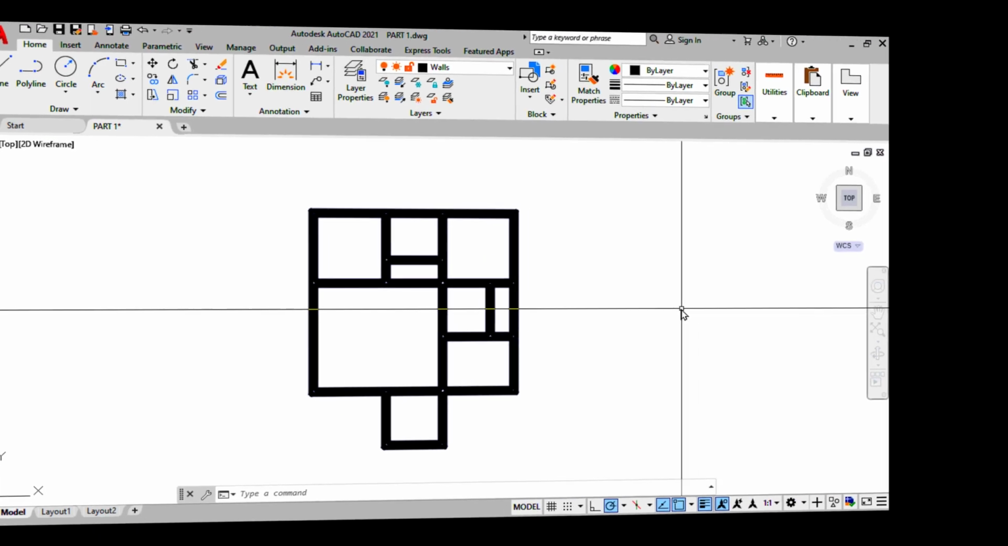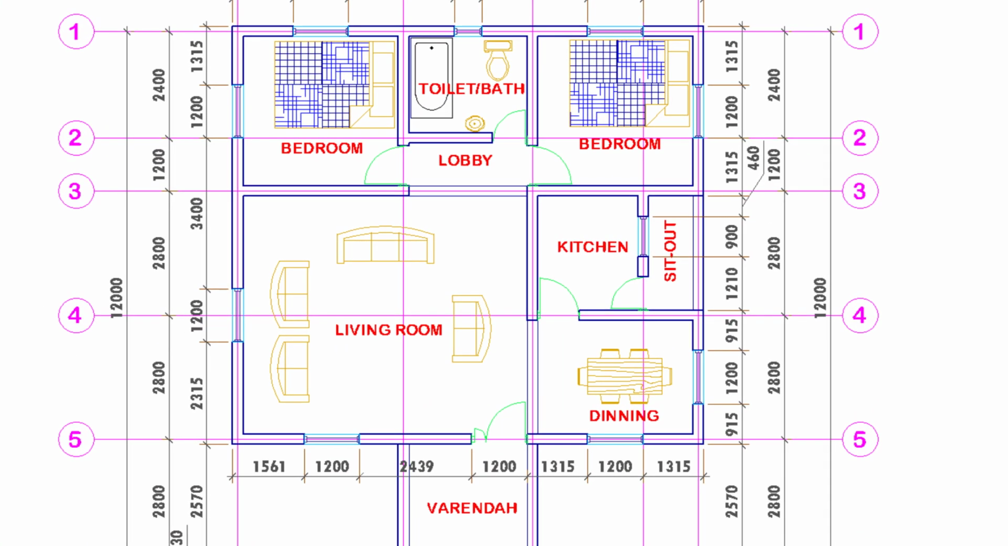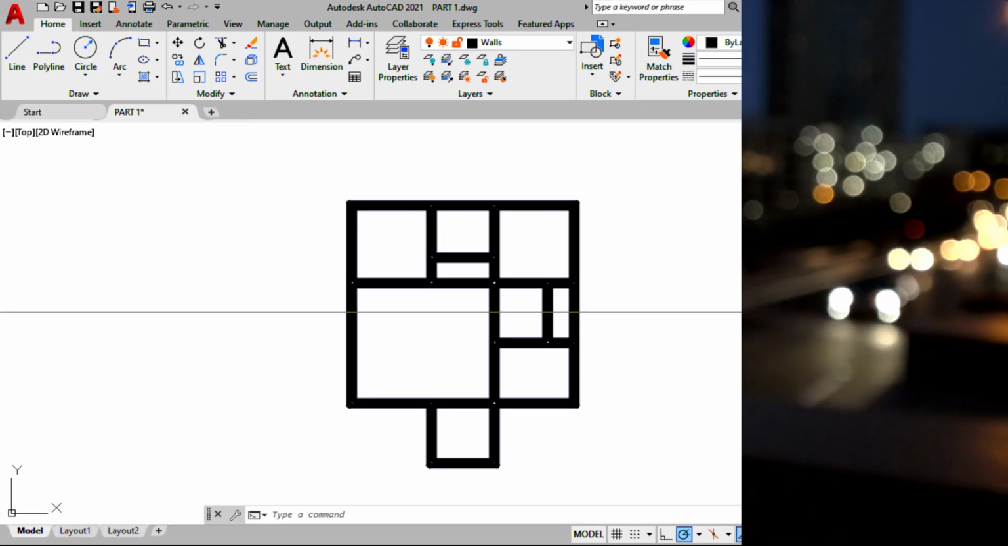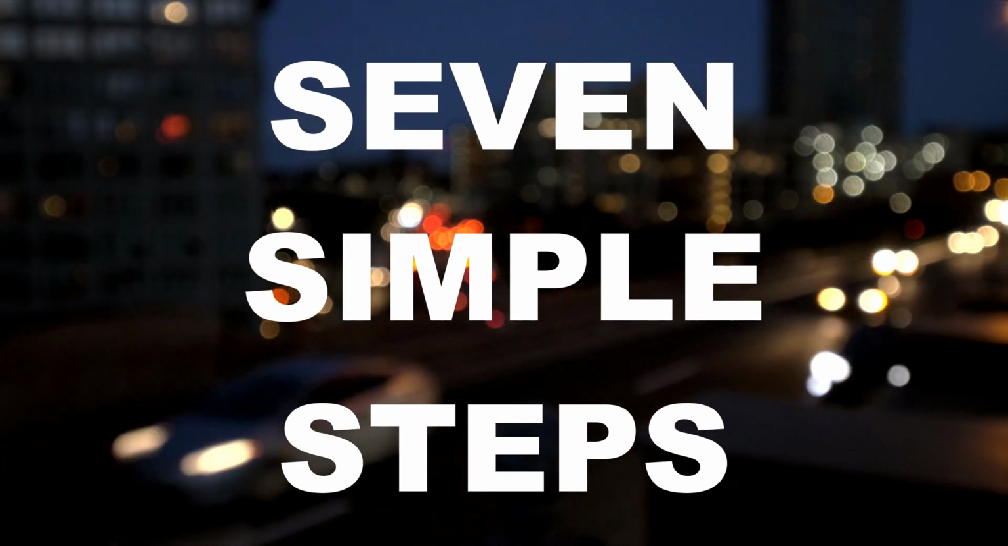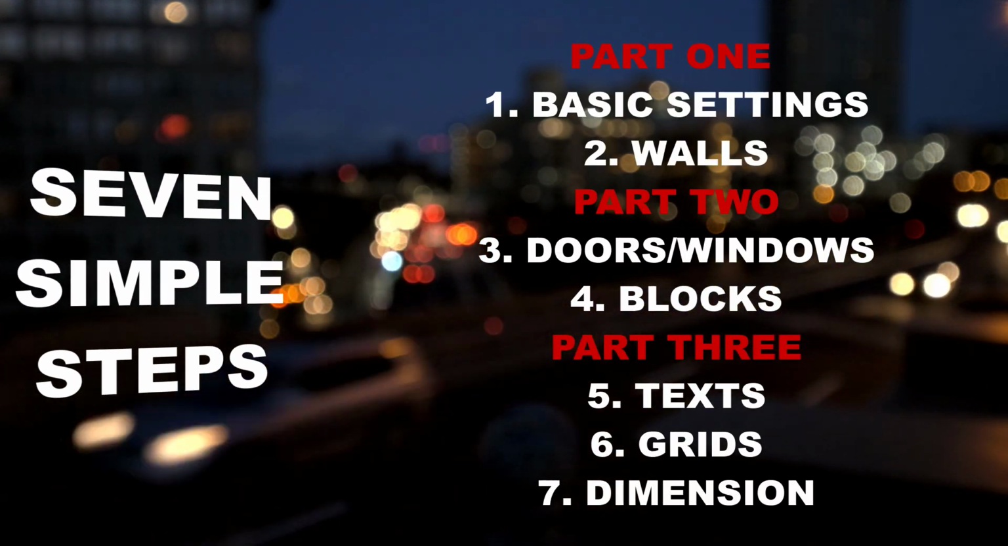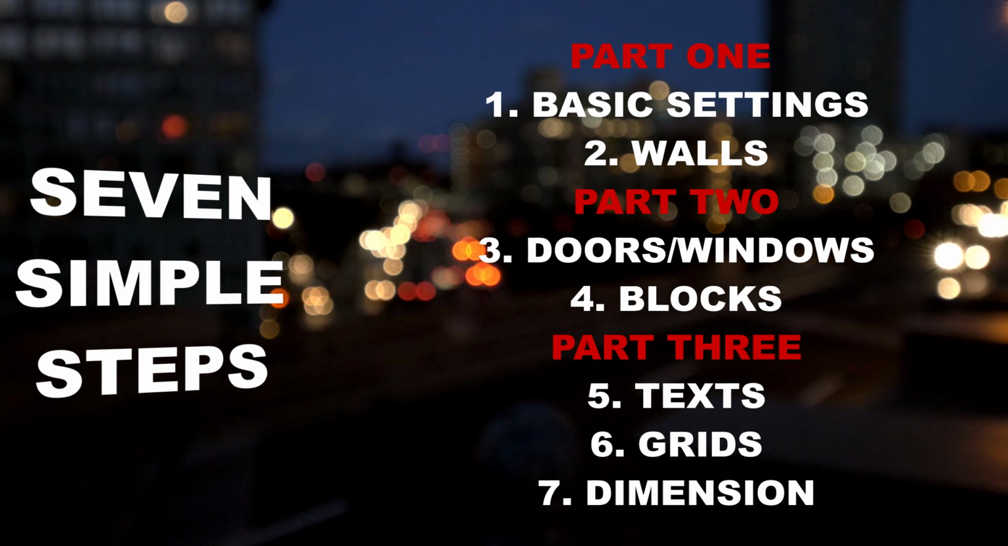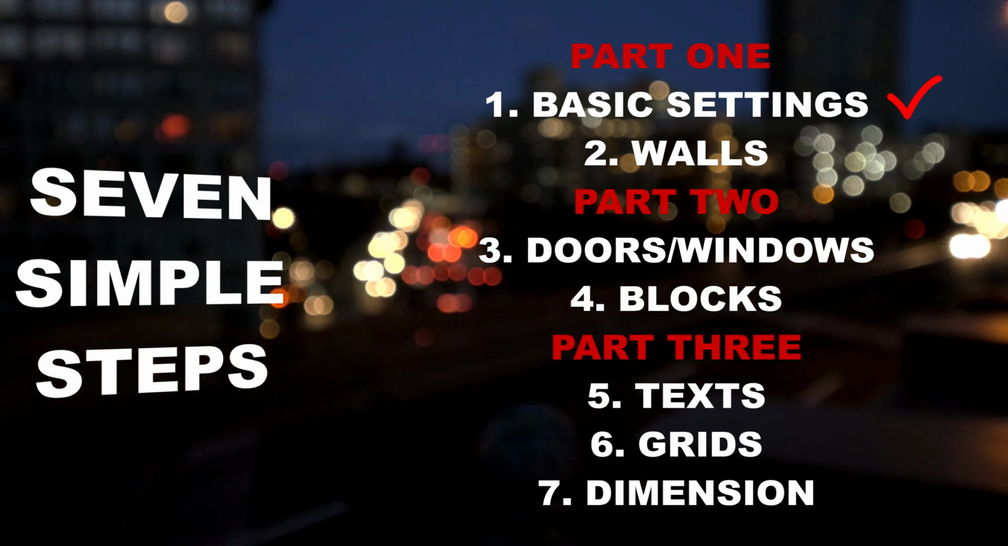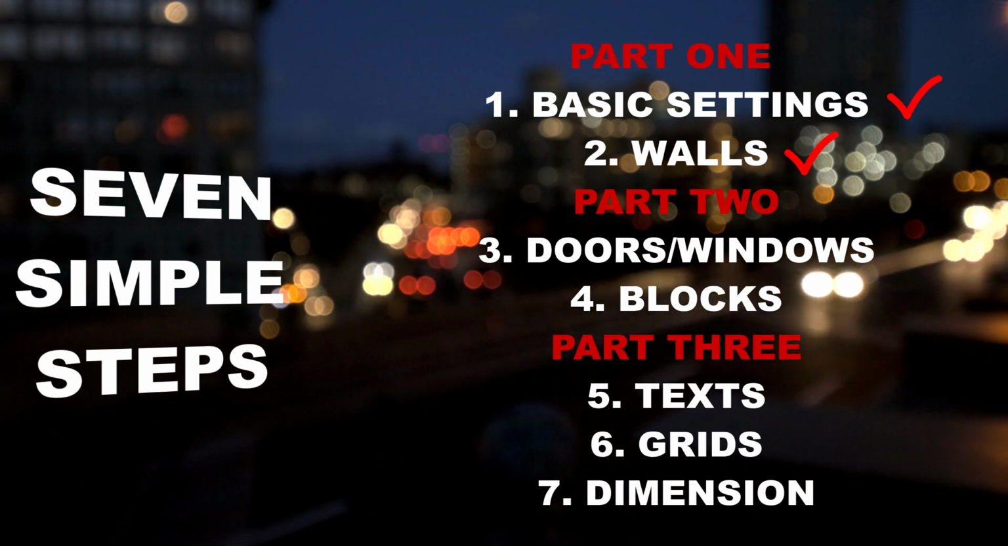This is the second part of the video series showing you how to draw a simple floor plan like this using AutoCAD under 7 simple steps. The steps were subdivided into 3 separate parts. In the first part of the video, we were able to do those basic settings necessary to start drawing in AutoCAD. We thereafter drew the walls of our floor plan.